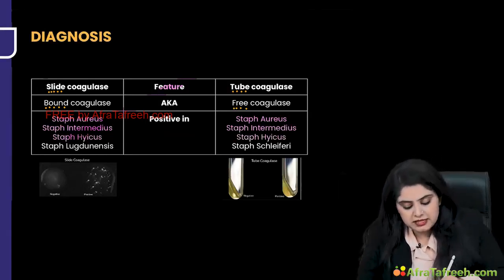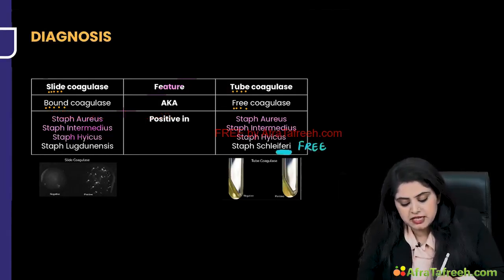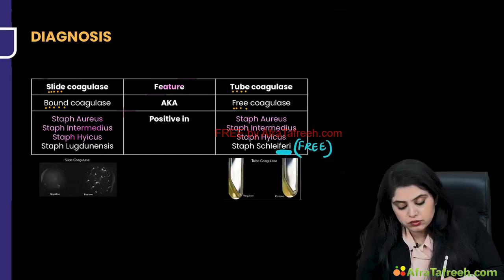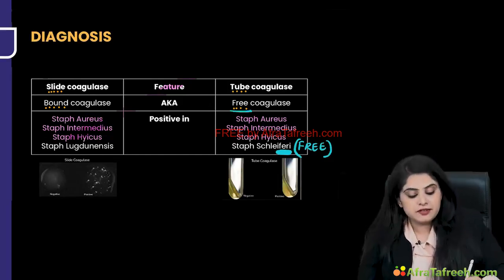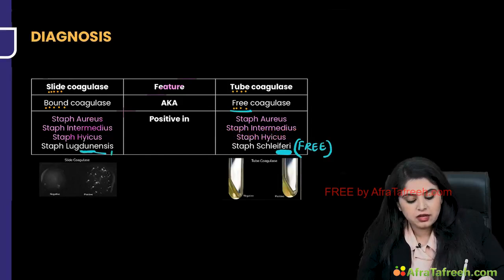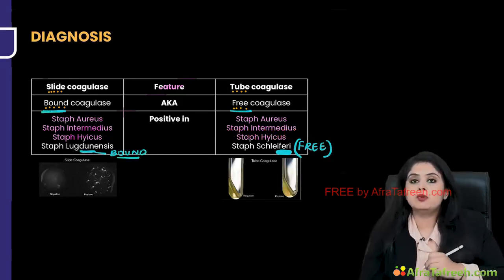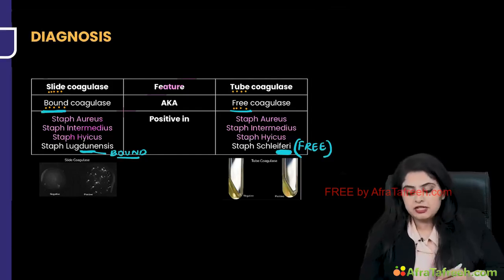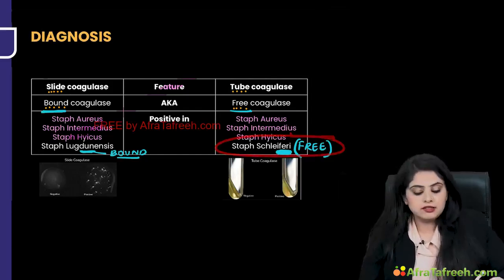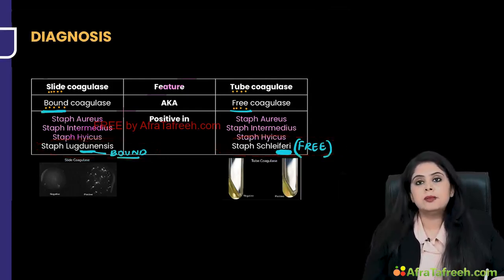But Staph schleiferi, Ferry has the word free in it. Schleiferi only shows you the free coagulase. Whereas Staph lugdunensis, sounds like dunensis, sounds like bound. So that is going to show you the bound coagulase only. Easy. Schleiferi only shows you free coagulase. Lugdunensis only shows you bound coagulase.